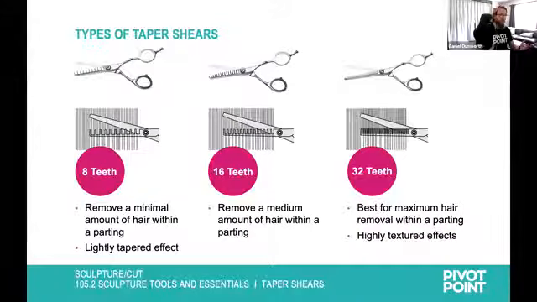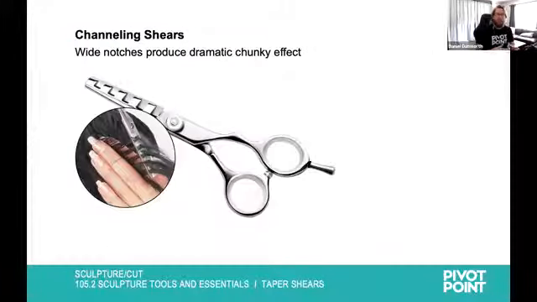So having a taper 8, taper 16, taper 32, all in your toolbox can be very beneficial because they don't do the same job, right? You really want to work with some of those different effects. And this may even include using something like a channeling shear. Now, a channeling shear has really large notches inside of that blade.